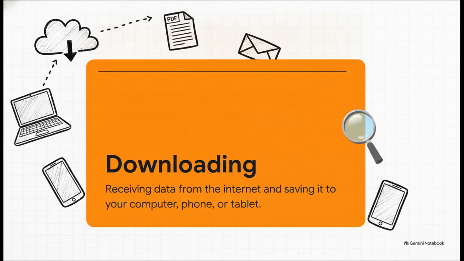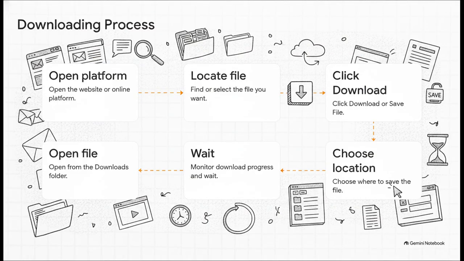This is exactly how professionals prep for long flights or remote work. They just download everything they need beforehand so they can work completely offline. You'll notice the 6 steps for downloading closely mirror uploading, but they end with you taking action on your own device. First, open the website or app. Second, locate the file you want to save. Third, click Download or Save File.